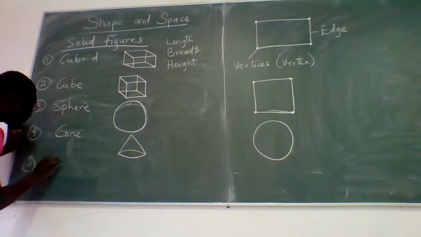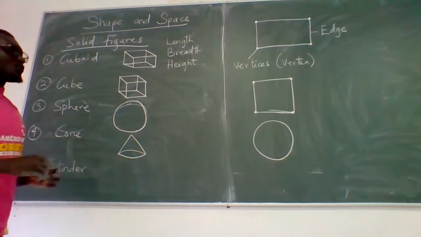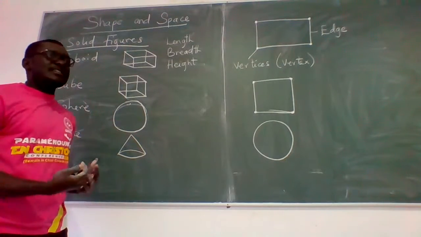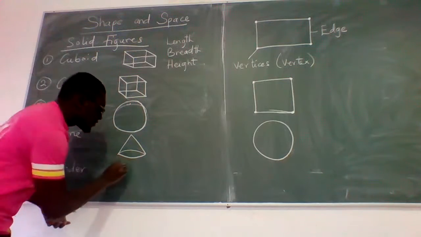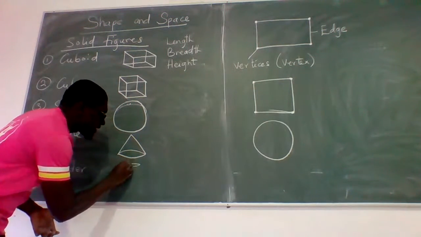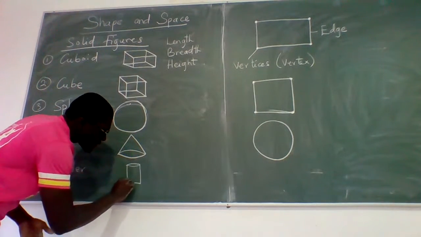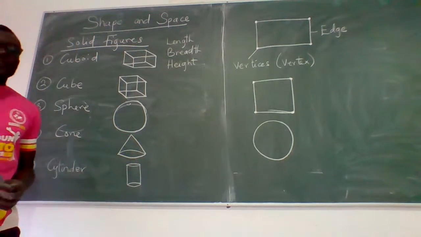Another thing we can think of is what you call the cylinder. So the cylinder also has a circular base, but on top too we have another circle. So you have a circle here, and then it is joined to yet another circle, like that. Okay.